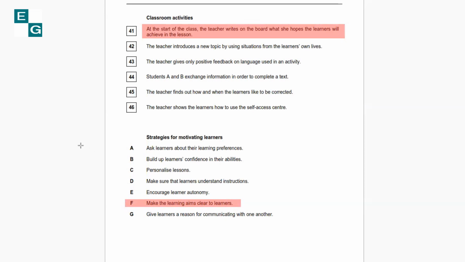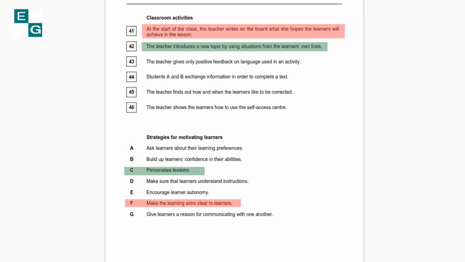Then number 42, the teacher introduces a new topic by using situations from the learner's own lives. You are going to teach your topic and you want to use your learner's own lives as an example. And by doing this, you are personalizing your lesson. You are making your lesson personal and relevant to the students' own lives.